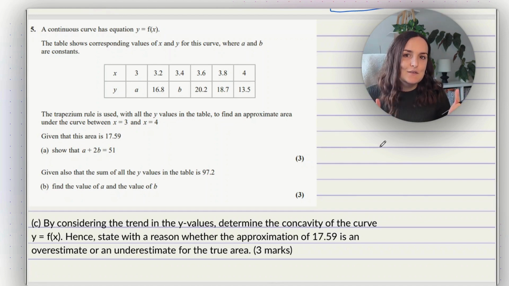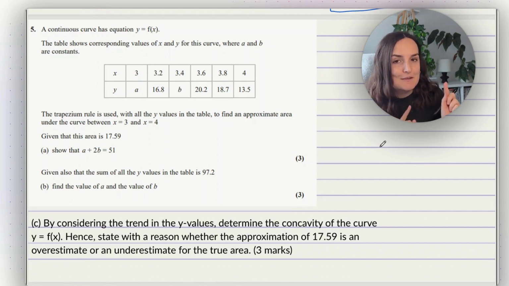I am going to leave you to try this now. So have a go, pause the video and try it for yourself. And then the answer will come up in about 3 seconds.